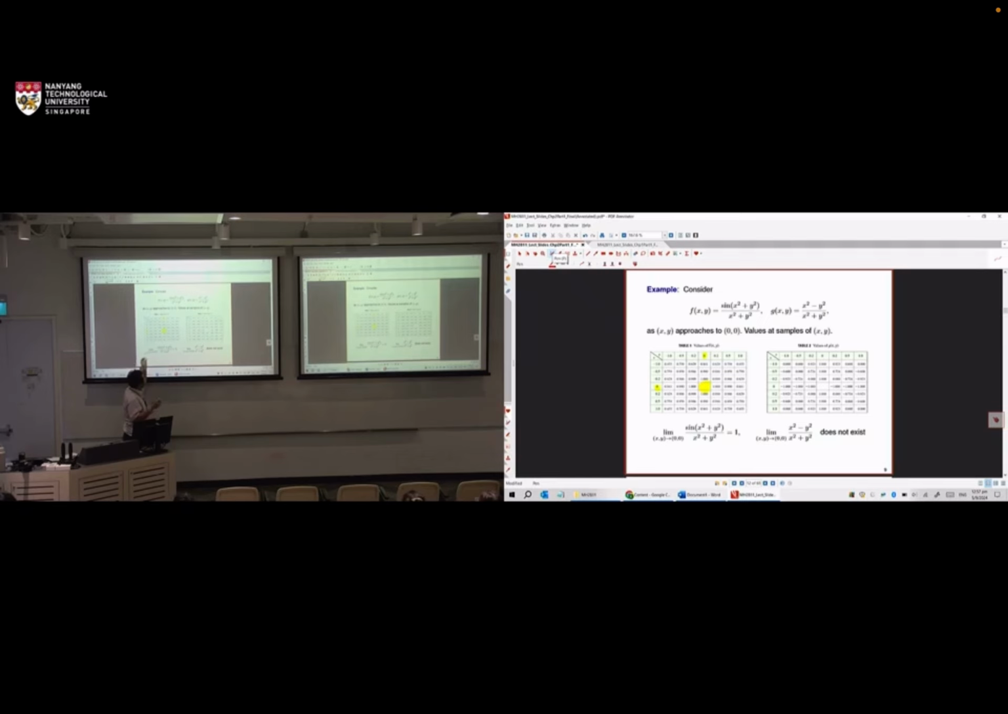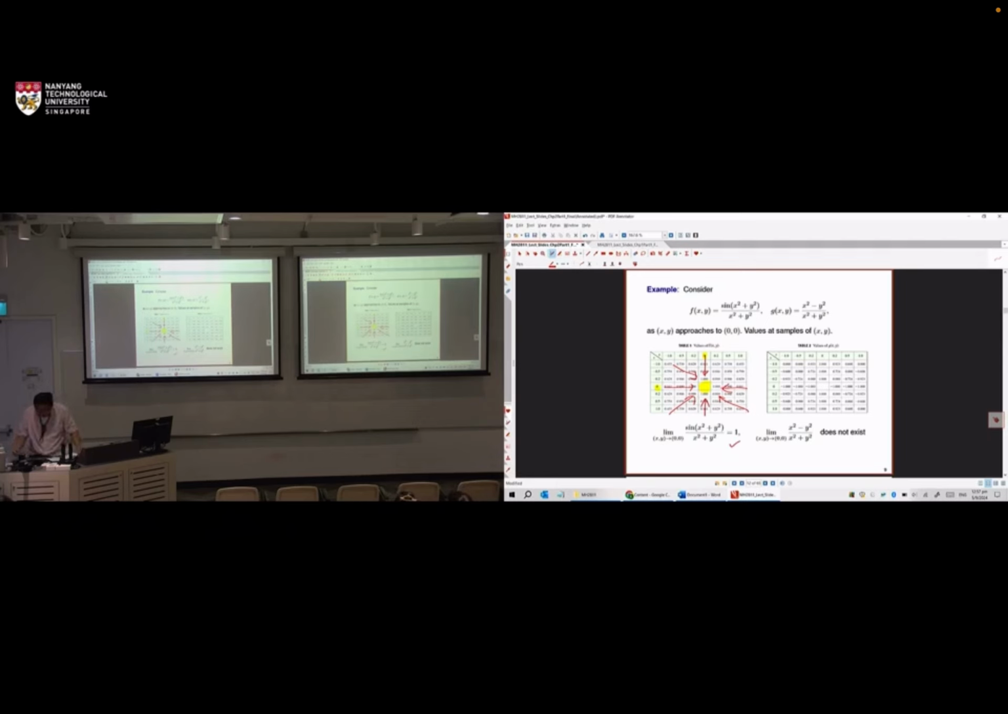We can only find out the limit. For this case, you can see that when we are approaching (0, 0) from here, from here, from here, from here, from here, it is all converging to 1. It's all limiting to 1. That we say the limit of f as (x, y) approaches (0, 0) is 1.